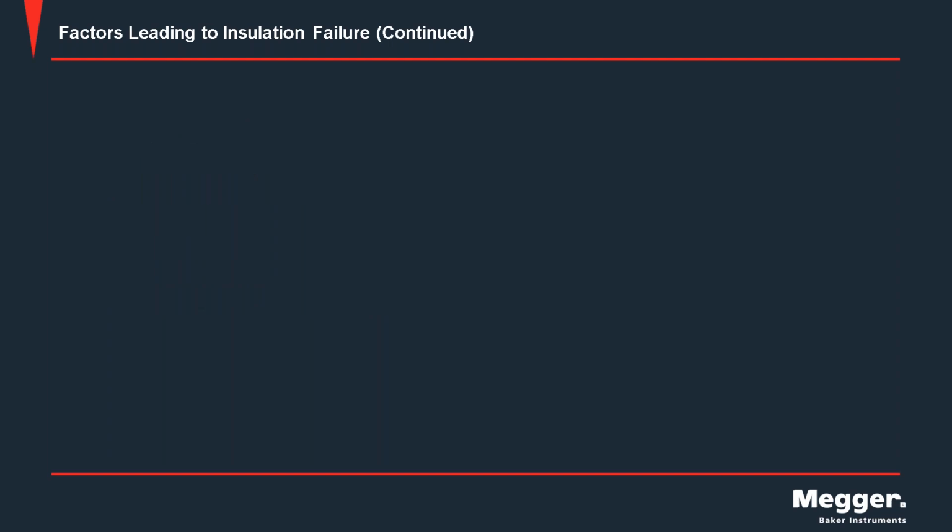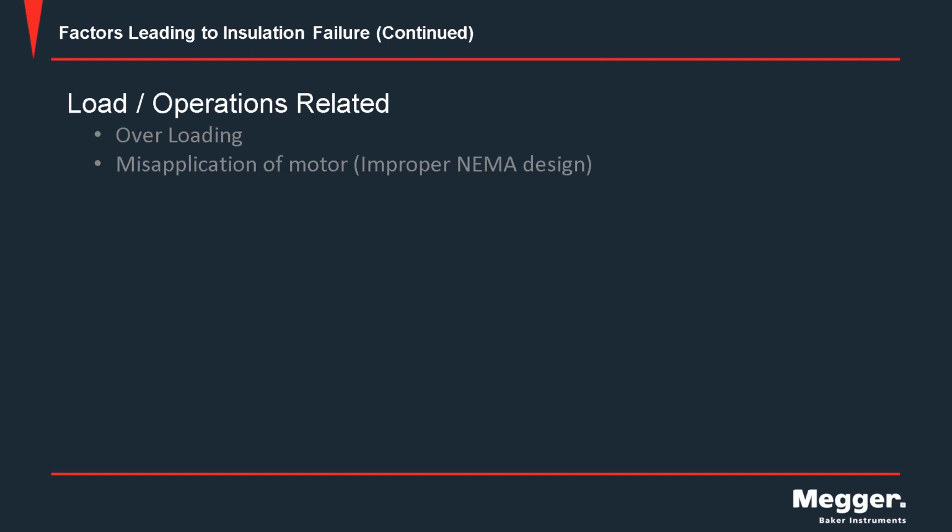All right, but wait, there's more factors, right? We'd be amiss if we didn't talk about load and operations. Oftentimes in a plant, we're trying to get the absolute most we can out of our motors, and overloading, of course, is one of the main contributors in a lot of cases to extra heat. And again, every 10 degrees C, what is that going to do to our insulation? It's going to double the rate of degradation.